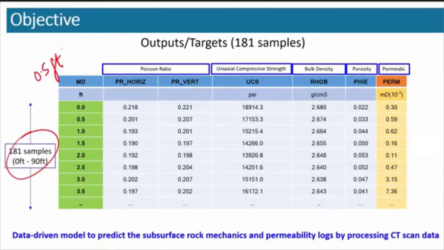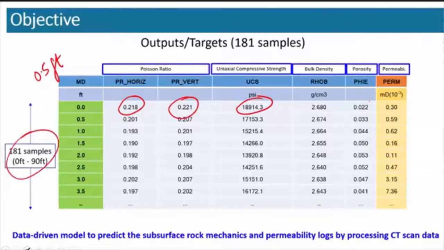The measurements that we have are Poisson's ratio, horizontal and vertical, uniaxial compressive strength, bulk density, effective porosity, and permeability, which we will not be using in this particular work. What you're seeing here is a small subset of the entire data. Due to proprietary reasons, we don't share the entire information. So what we are sharing here is this task that can be done on only one core.